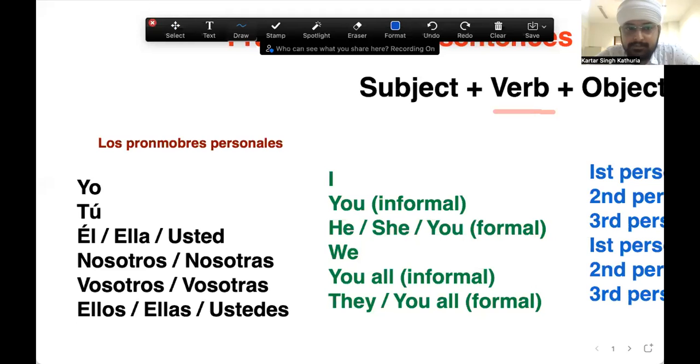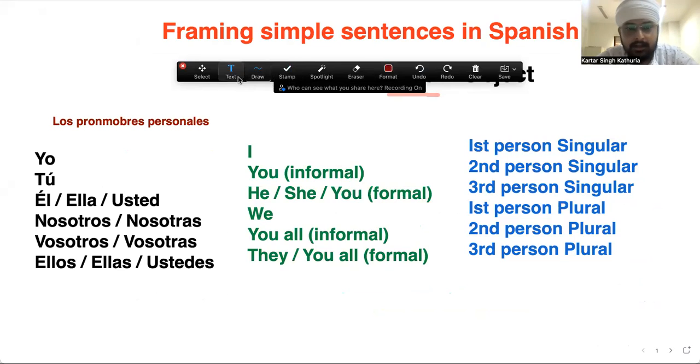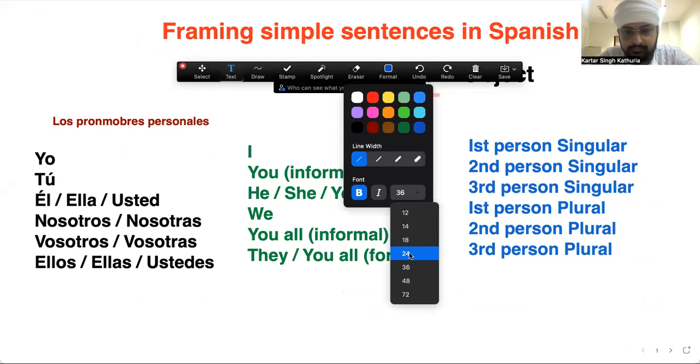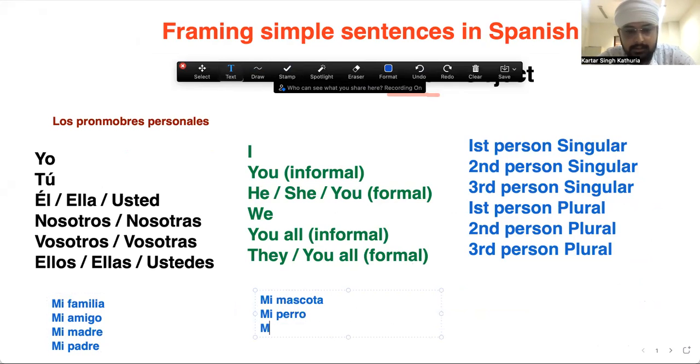So right now we have talked about the formation of sentences. What is required? First of all, we should have the knowledge of pronombres. Sometimes students face confusion whether it's the first person or the third person. I'm going to write a couple of words here. Mi familia, mi amigo, mi madre, mi padre, mi mascota, mi perro, mi primo. It's like my cousin.